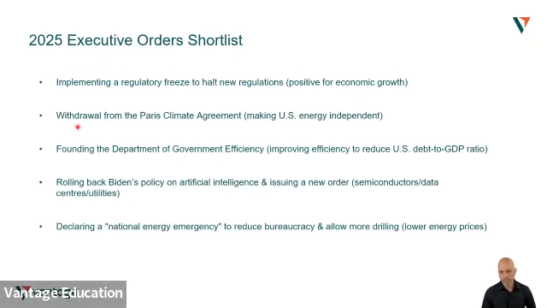Now, he has also rolled back the previous president Joe Biden's policy on artificial intelligence and has issued a new order that is focused on promoting growth for this sector as well. The primary beneficiaries would be companies involved in the semiconductor sector, data centers, and utilities. And the last one: he declared a so-called national emergency to reduce bureaucracy and allow more drilling in the US. So this is with regard to oil and gas production.